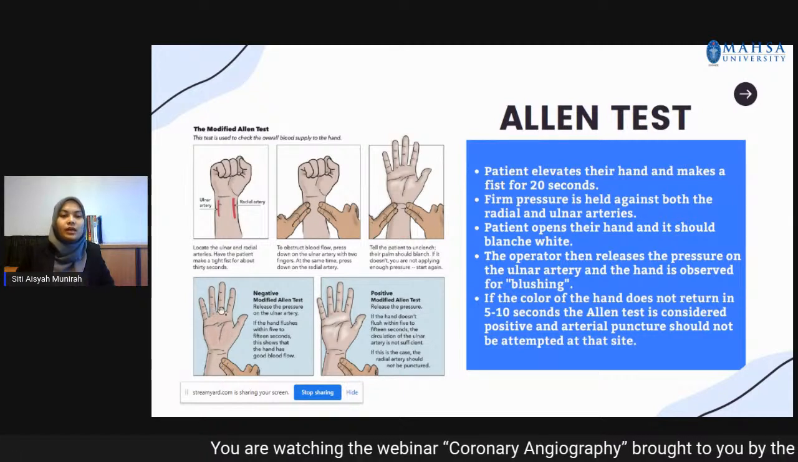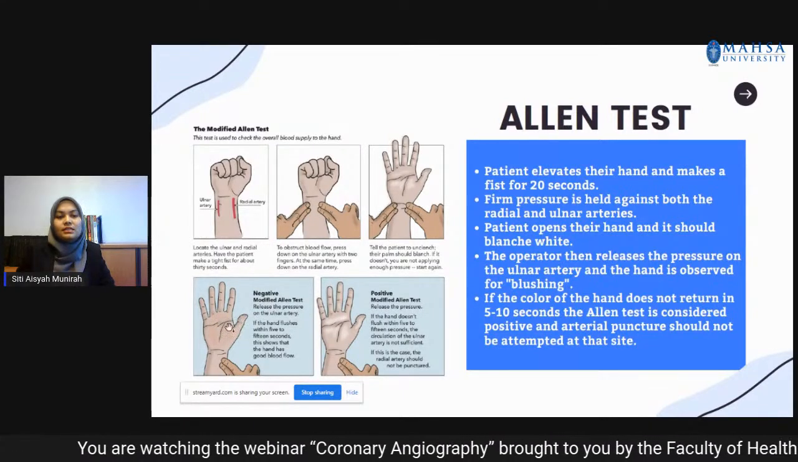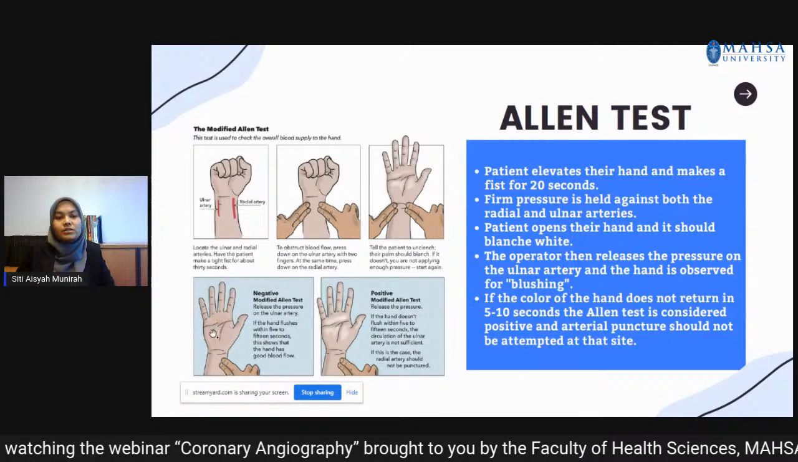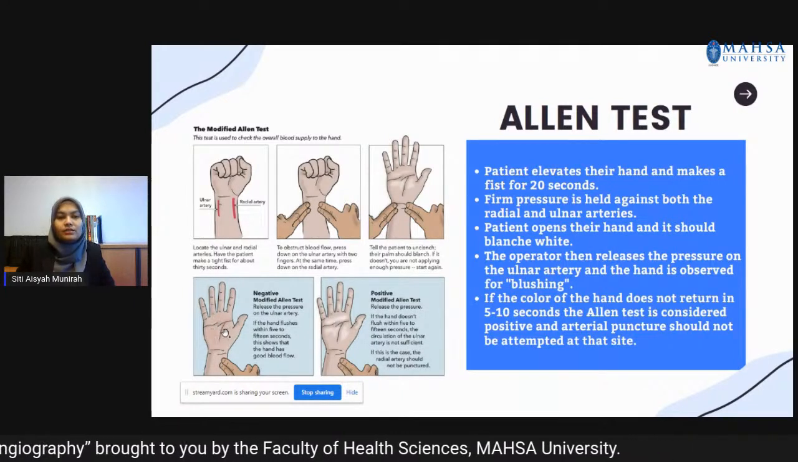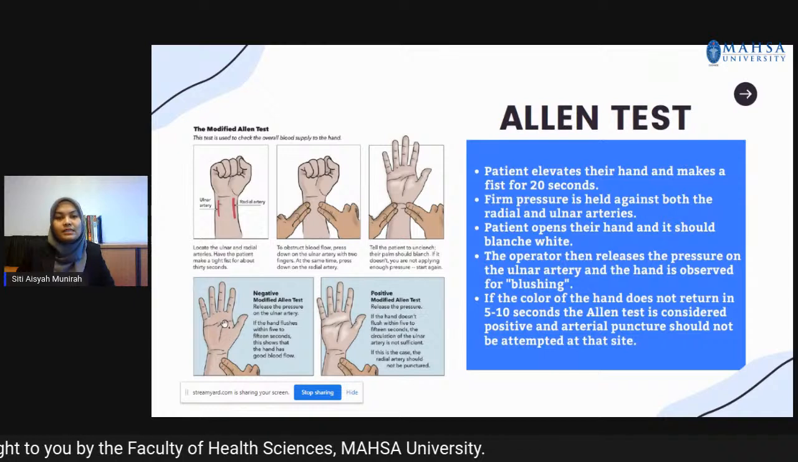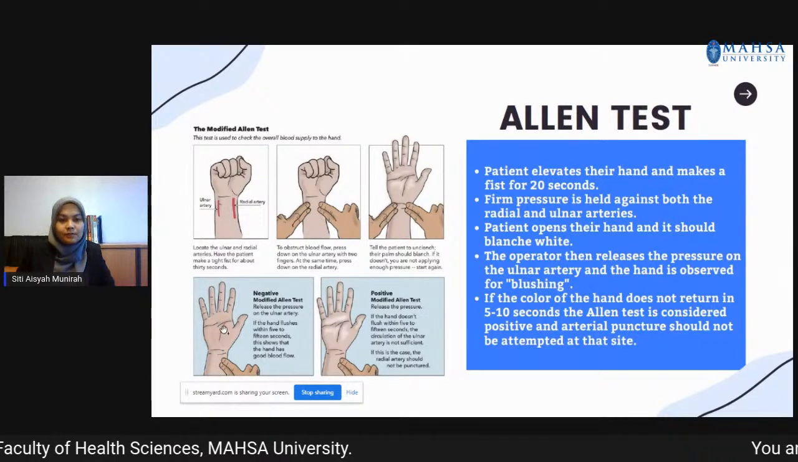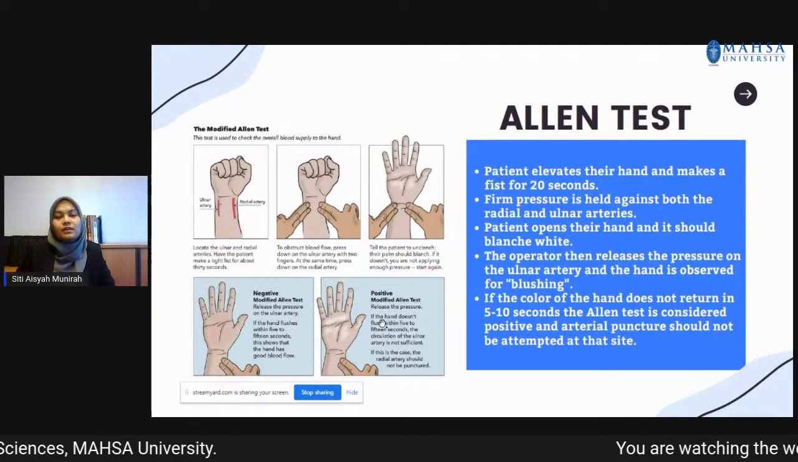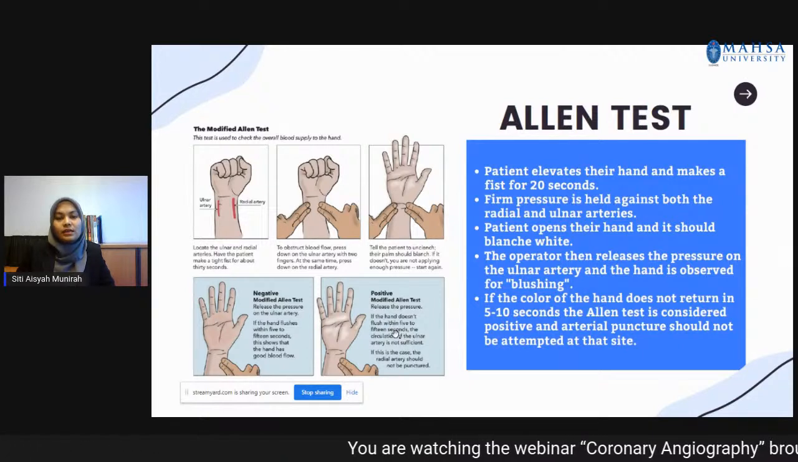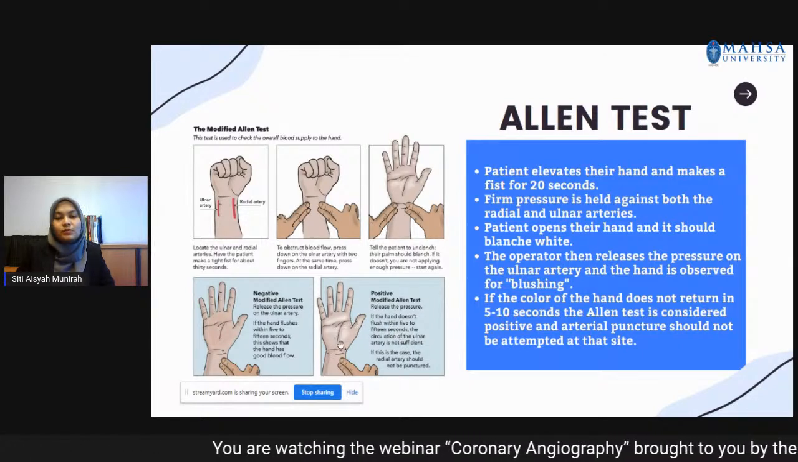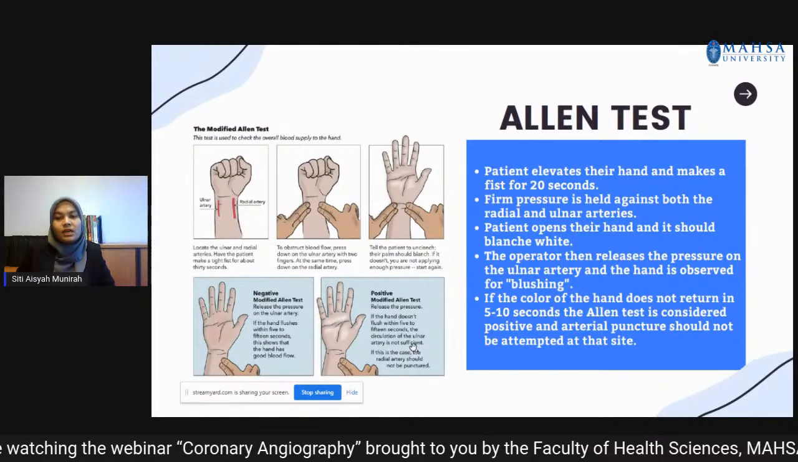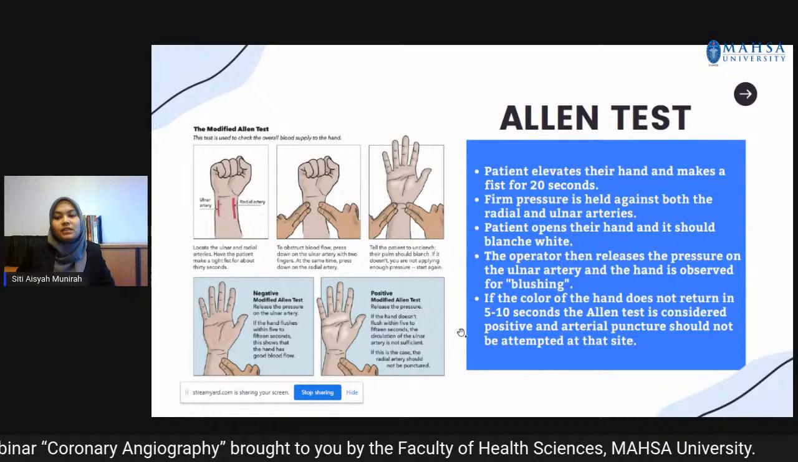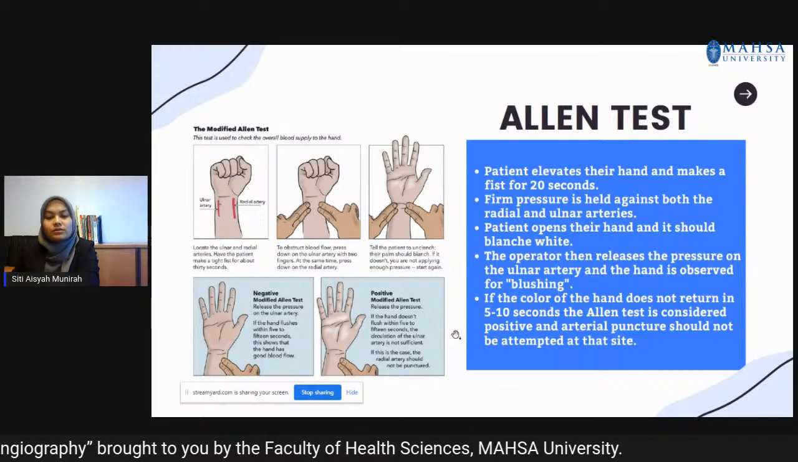And then here, if the hand has a blush, which is redness of the hand due to blood flowing back into the hand, it means the Allen test is negative. So it means the hand has a good blood flow, and the radial artery can be used as the access path. Okay? But if the blood doesn't return to the hand within 5 to 15 seconds, it means the Allen test is positive, so the radial artery cannot be punctured, and the only type of puncture that can be done is the femoral artery.